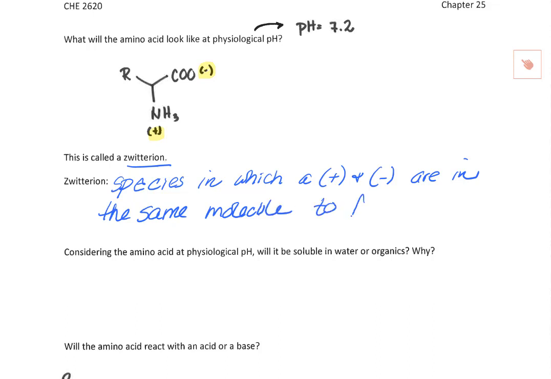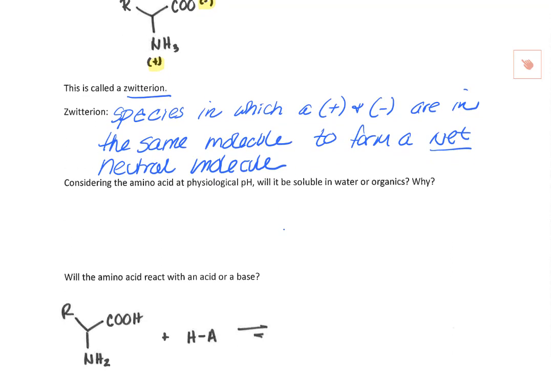To form a net neutral molecule. And remember, net means overall. So let's start thinking about that amino acid at physiological pH. Will this amino acid be soluble in water, or will it be soluble in organic solvents like ether or dichloromethane? So take a moment, maybe pause yourself and think about that.